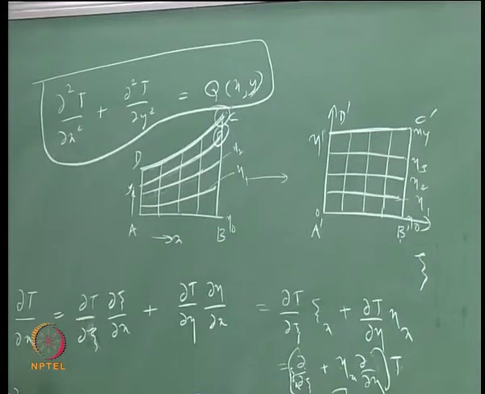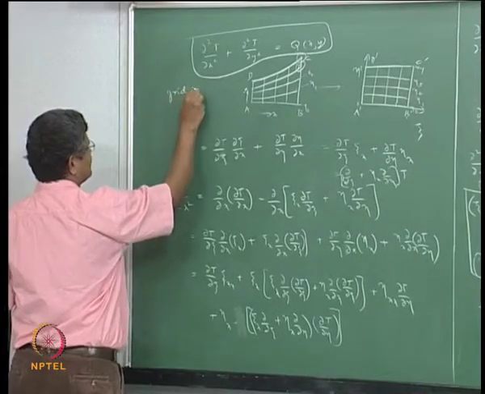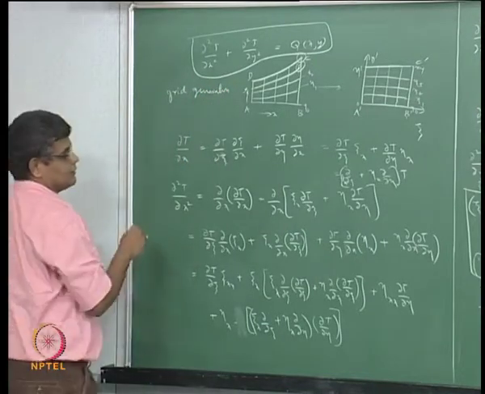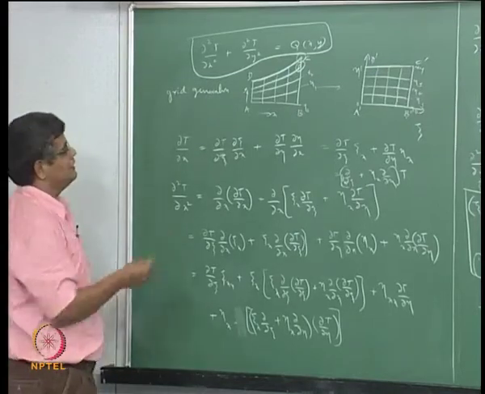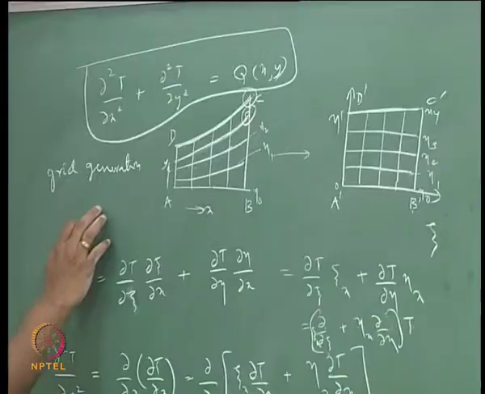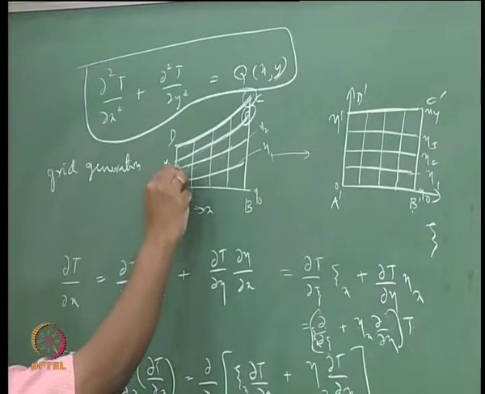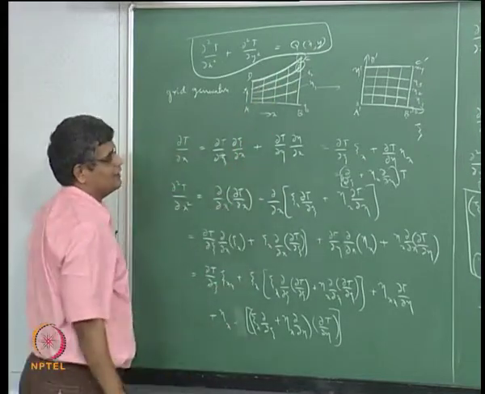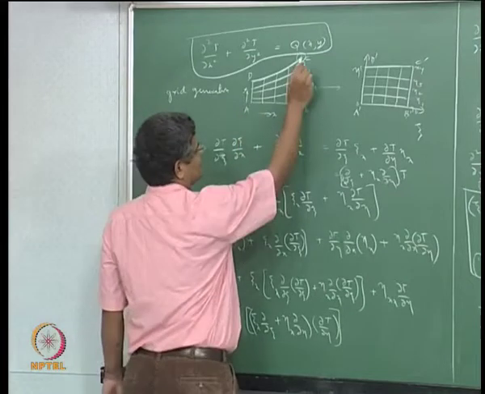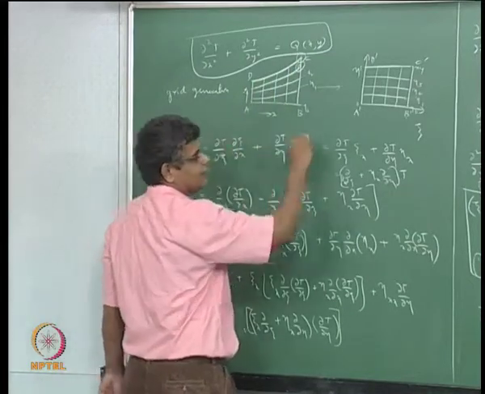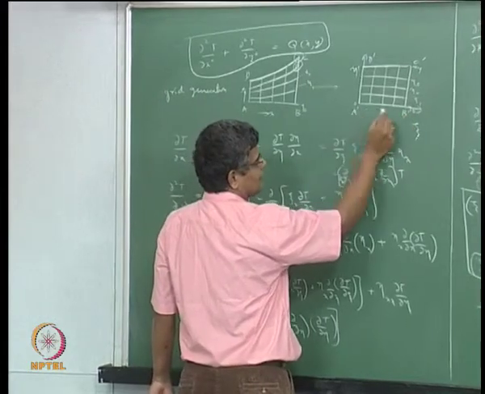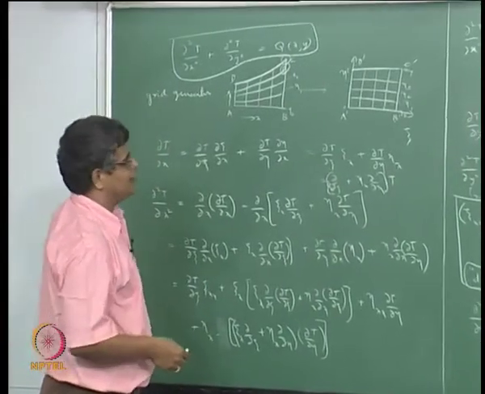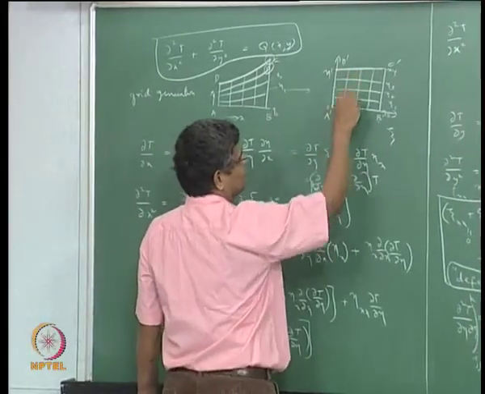Okay, so that is part of the grid generation. The objective of the grid generation is to find all the interior points in the physical plane, given that the external boundaries A, B, C, D correspond to the computational plane boundaries A prime, B prime, C prime, D prime, and subject to the condition that in the computational plane we have uniform grid spacing.